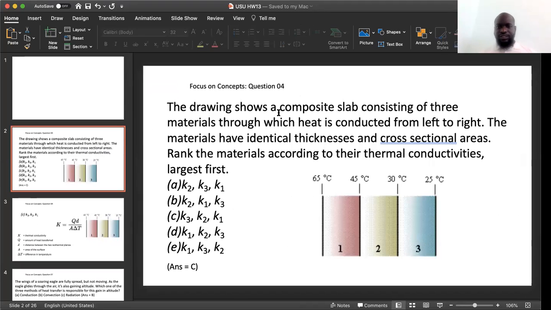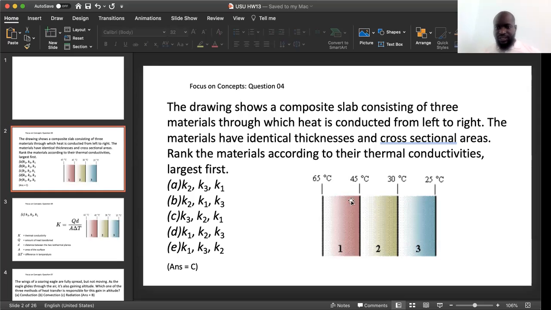The drawing shows a composite slab consisting of 3 materials through which heat is conducted from left to right. These materials have identical thickness and cross-sectional areas, but they are different materials, so they'll have different thermal conductivities. They're trying to ask us which one has the highest thermal conductivity, followed by which.